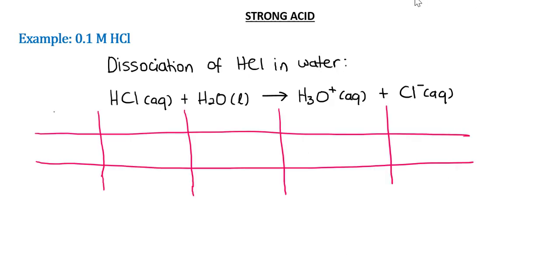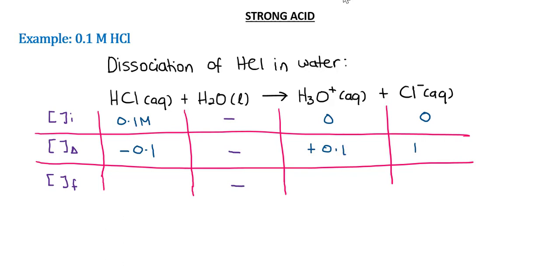Next, construct a reaction table that consists of the initial concentration, change in concentration, and the final concentration. Since we have a pure liquid in the balanced equation, just put a dash in its column. Initially, there are 0.1 molar of HCl and 0 molar for each product ion. Since HCl will dissociate fully, the change in concentration is equal to the initial concentration of our acid. So, the HCl will decrease by 0.1 molar and the hydronium ion and chloride ion will increase by 0.1 molar.